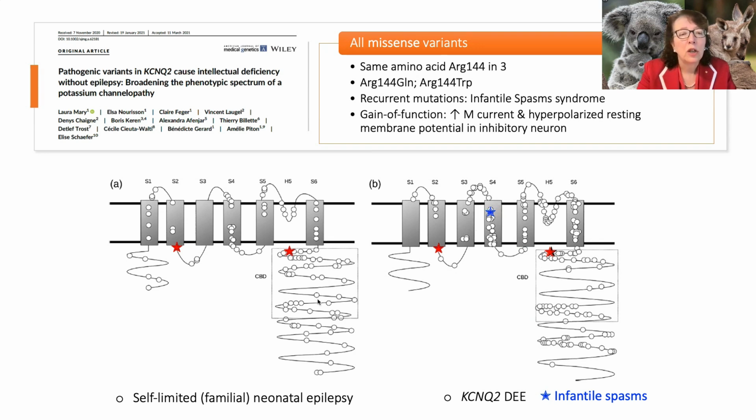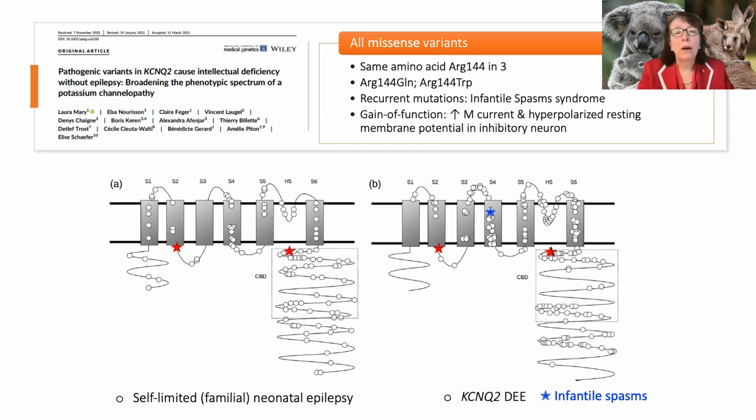And on the left, you see all the mutations associated with the self-limited neonatal epilepsy, and on the right, all of the mutations associated with KCNQ2. And you can see really there's nothing about the location of the mutation in these children with intellectual disability that tells you that they're not going to have epilepsy. So this is quite intriguing.